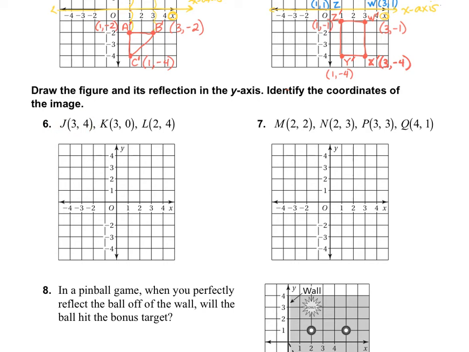Letter J is at 3, 4. Start at the origin, 1, 2, 3. 1, 2, 3, 4. So letter J lives here. Letter K is at 3, 0. So start at the origin, 1, 2, 3. And it doesn't move up and down at all. It just stays at 0. So letter K lives here. Letter L is at 2, 4. So start at the origin, go over 2 and up 4. Letter L lives here. And there we have our shape. It's a long and skinny triangle.